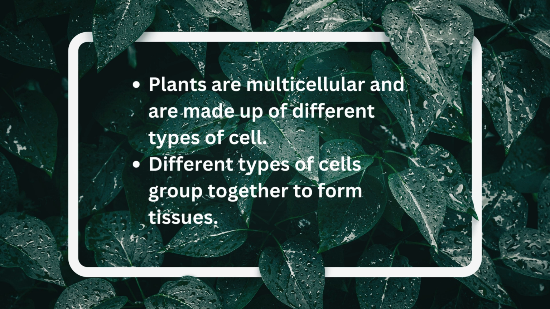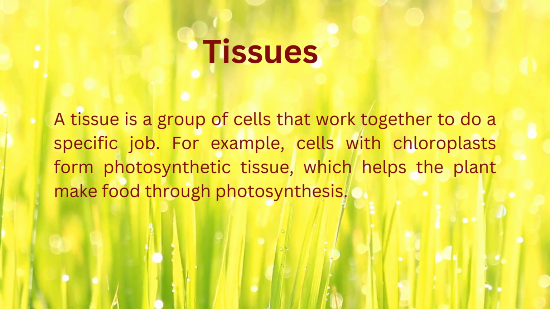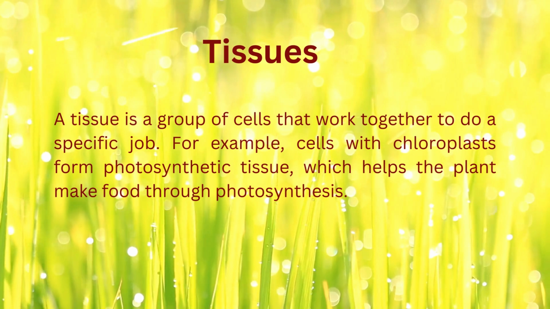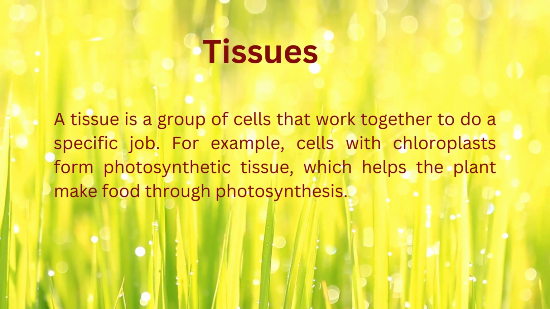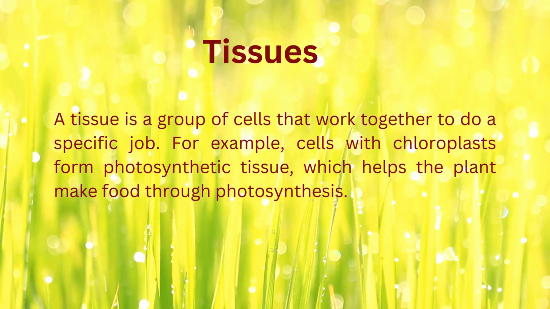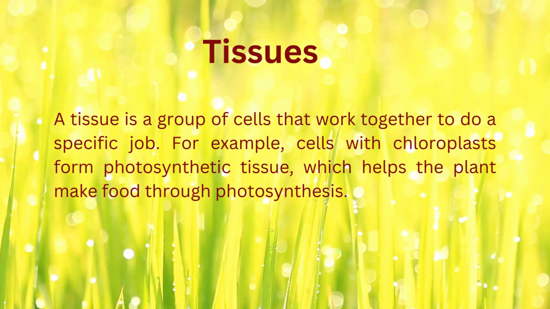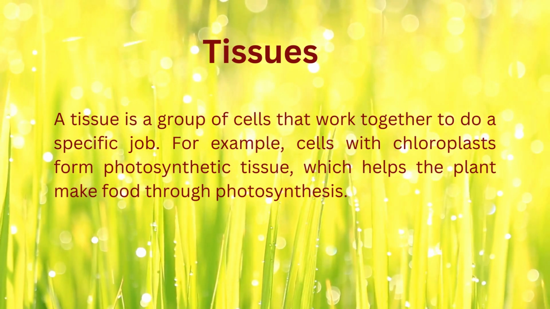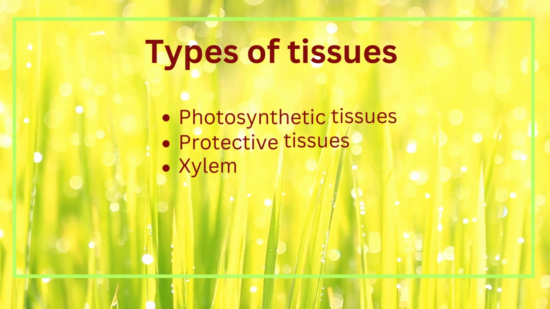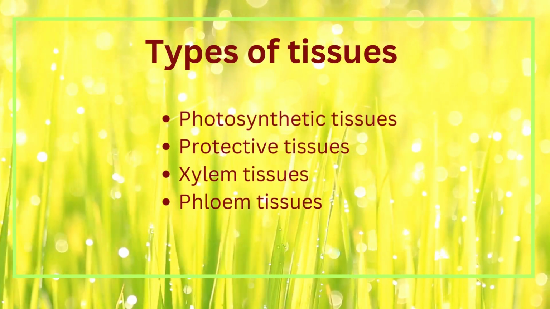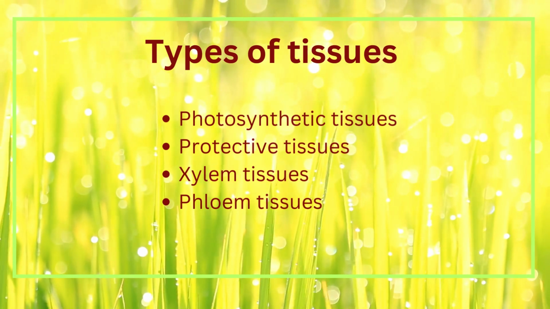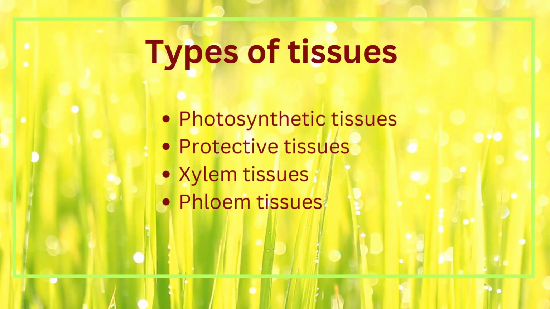Let's have a look at the definition of tissues. A tissue is a group of cells that work together to do a specific job. For example, cells with chloroplast form photosynthetic tissue, which helps the plant make food through photosynthesis. So this is the main function of the tissues. Now, there are four types of tissues: photosynthetic tissues, protective tissues, xylem tissues, and phloem tissues. Let's learn about these tissues in detail.